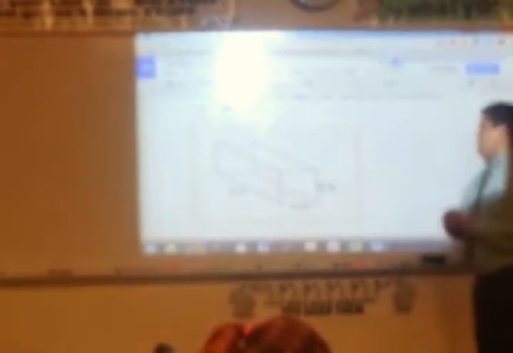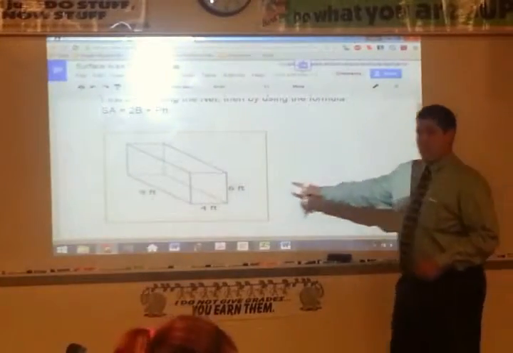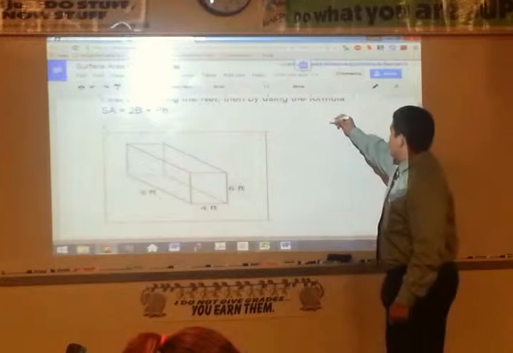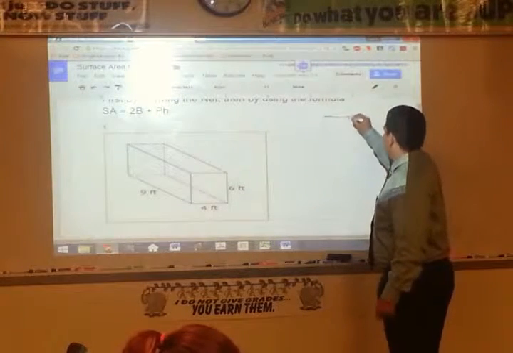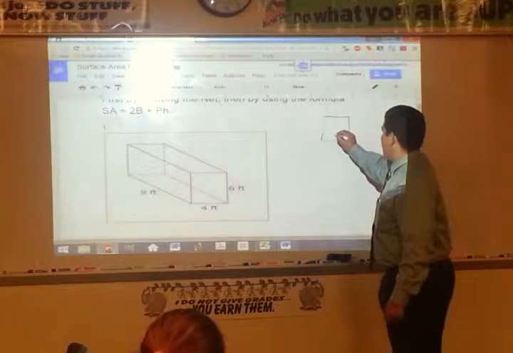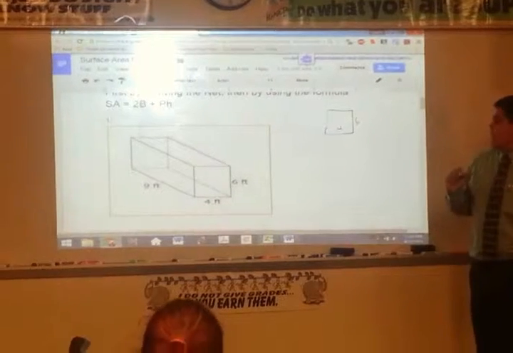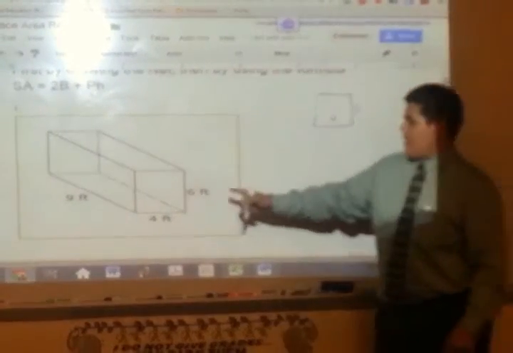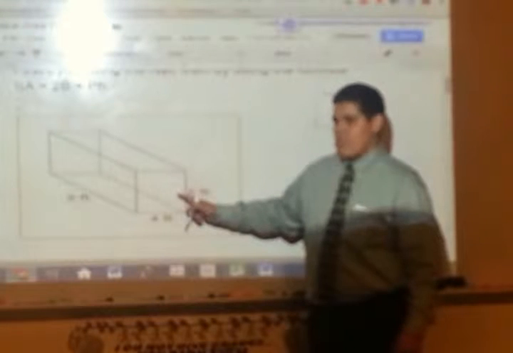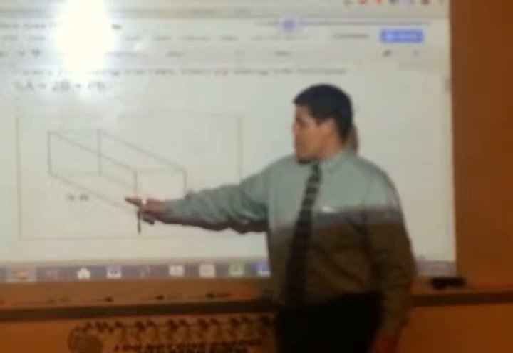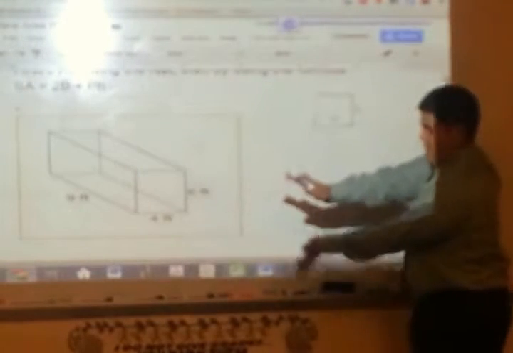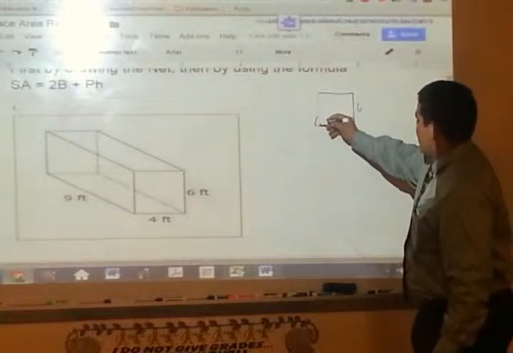All right, so we're going to draw the net of this first. So we're going to use our base first. So our base is here. So we have our 4 by 6. Right? Okay, now what do we do next? So we have this drawn here, right? So we draw a rectangle. We're going to draw this rectangle down here. In order to do that, we're going to fold it down. Okay? So we have that rectangle down there.